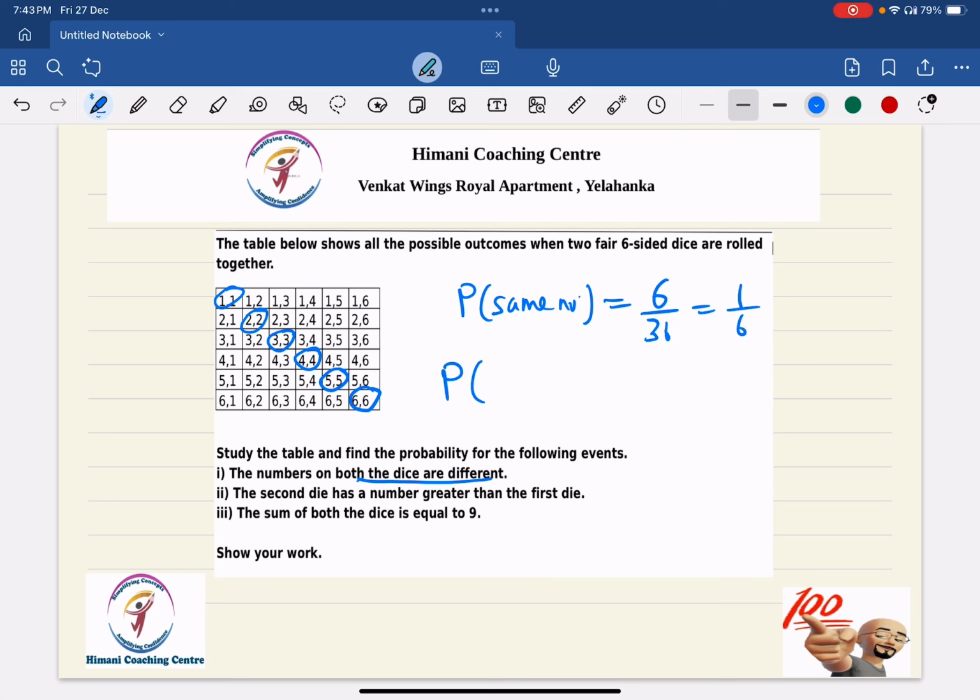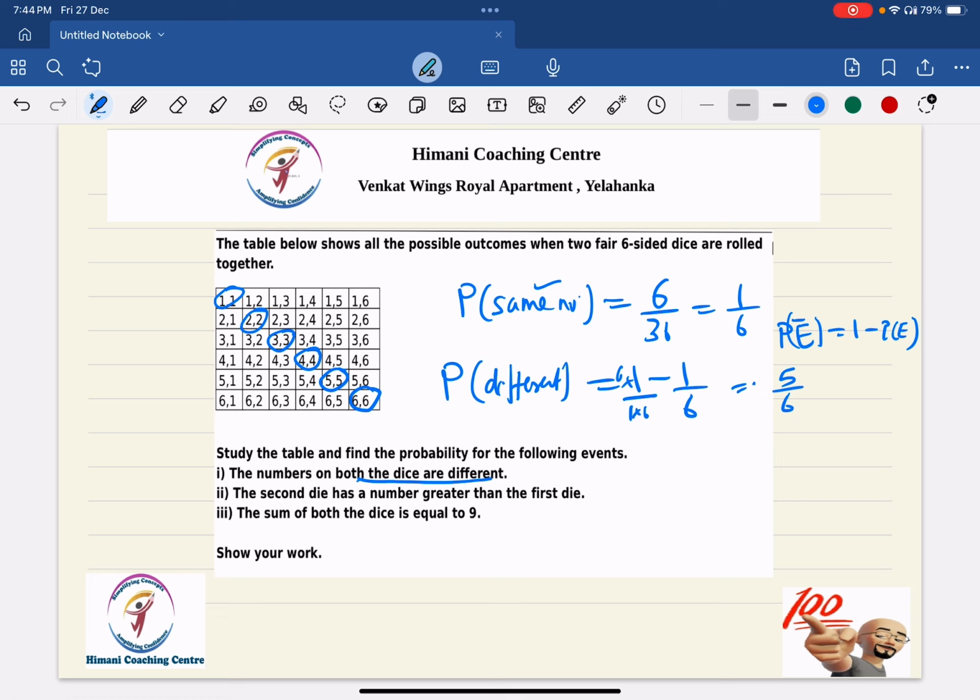So the probability of different numbers would be what? 1 minus 1 by 6. Okay, why am I saying that? See, probability of event not happening equals 1 minus probability of event happening. So event happening, we took same number on both dice. So event not happening means same number not on both dice, which would mean that numbers are different. So 1 minus 1 by 6, we can just do the LCM and get 6 minus 1, 5 by 6.